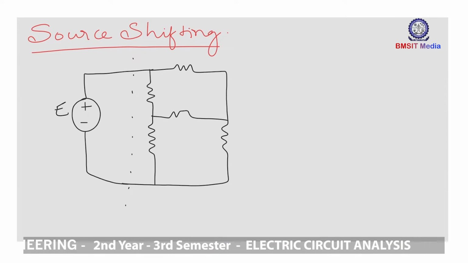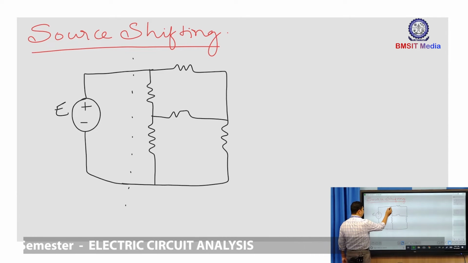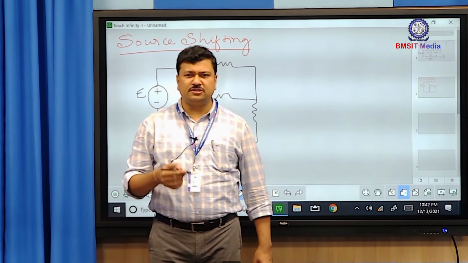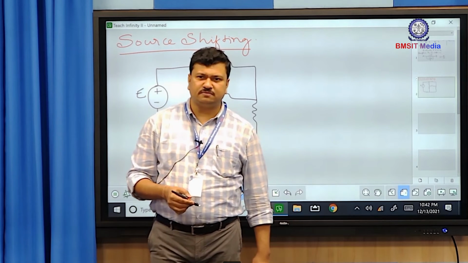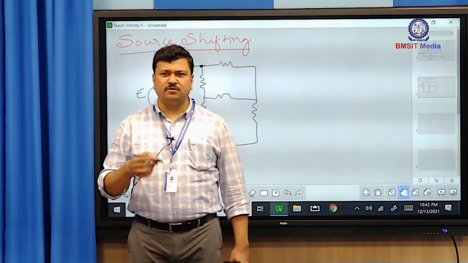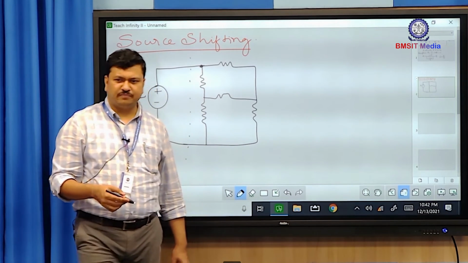But still if I want to go for source transformation, then I need to shift this voltage source to the other part of the circuit equivalently and then take the transformation. Okay. So source shifting we use whenever we get stuck with the source transformation. Wherever the source transformation stops, I would like to introduce source shifting there, then again the source transformation can be continued. Okay.